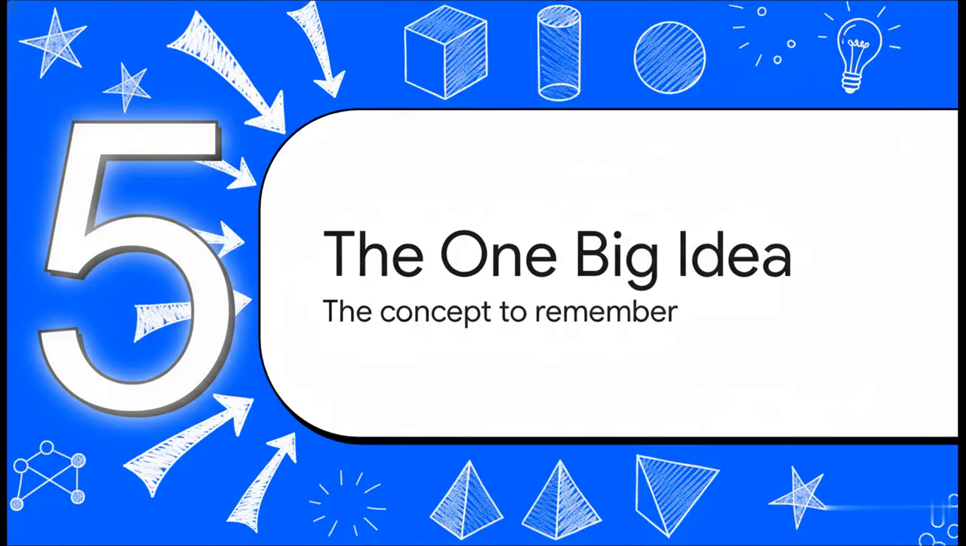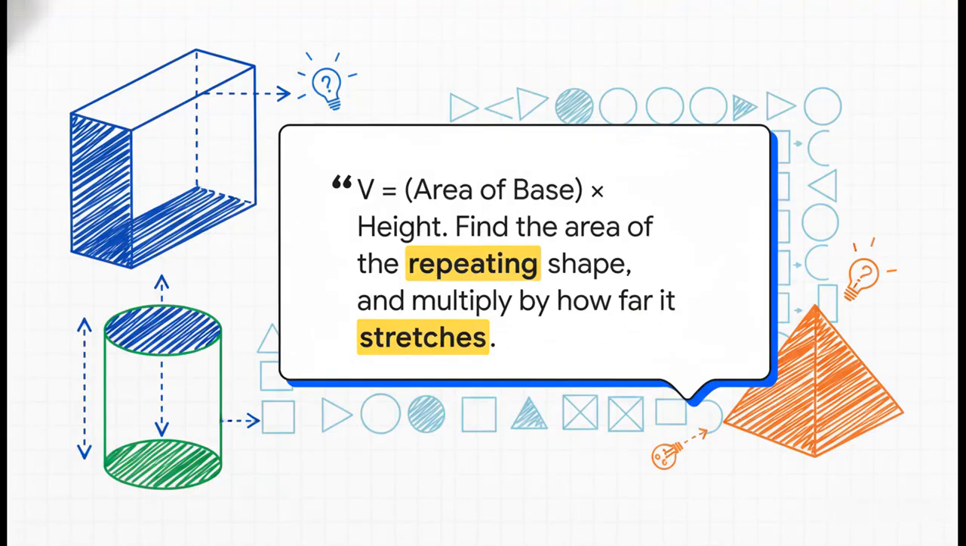So if you're going to remember just one single thing from this entire explainer, please let it be this next idea. Don't just memorize formulas. Understand the logic. For any of these regular shapes, the volume is just the area of the base times the height. Find the area of that one repeating face, and then just see how far back it stretches. That simple, intuitive idea is the key to everything.